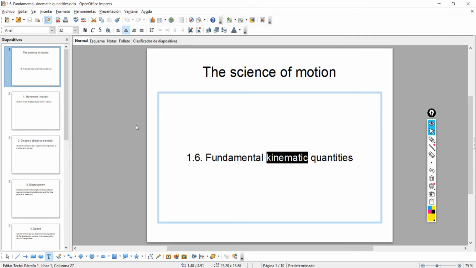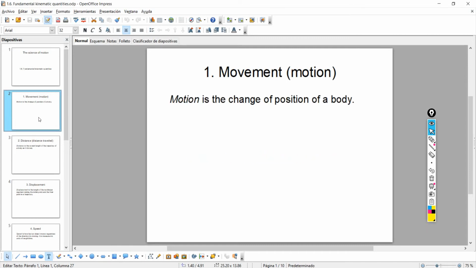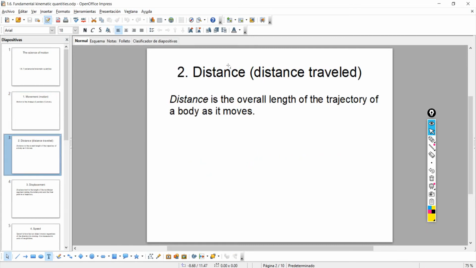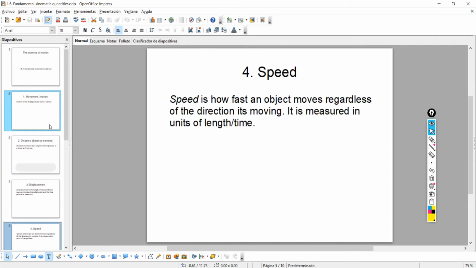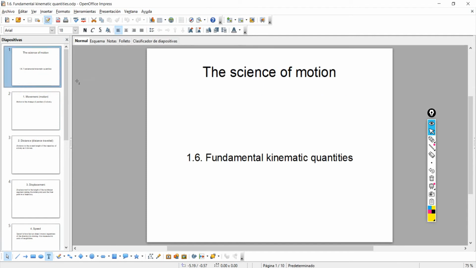Okay, let's start, guys. We're going to take a look at 9 fundamental quantities, most of which you already have a good idea of what they are. For example, movement or motion, we know what that is. We know what distance is, displacement, speed. We have a very good idea of what these things mean. We only need to formalize the concepts. What that means is make them more precise than the way we use them in everyday life. That's basically what it means. So let's start, guys.